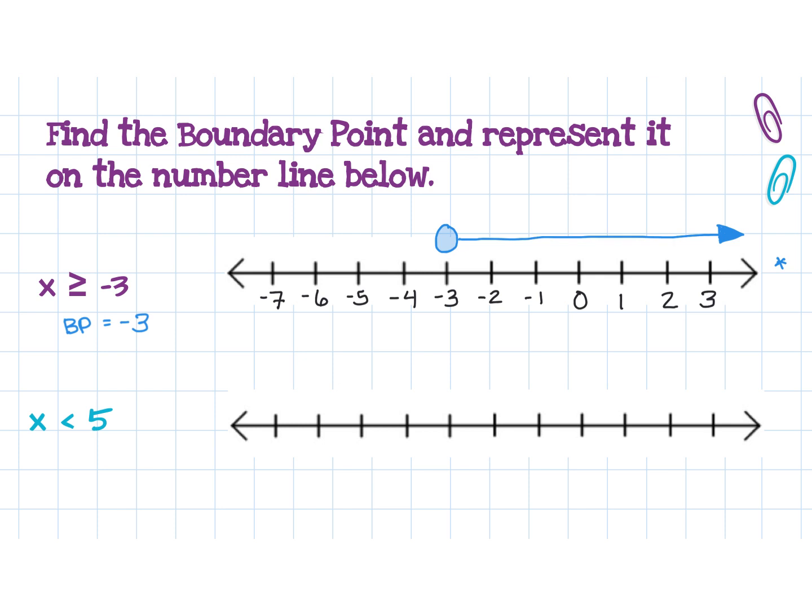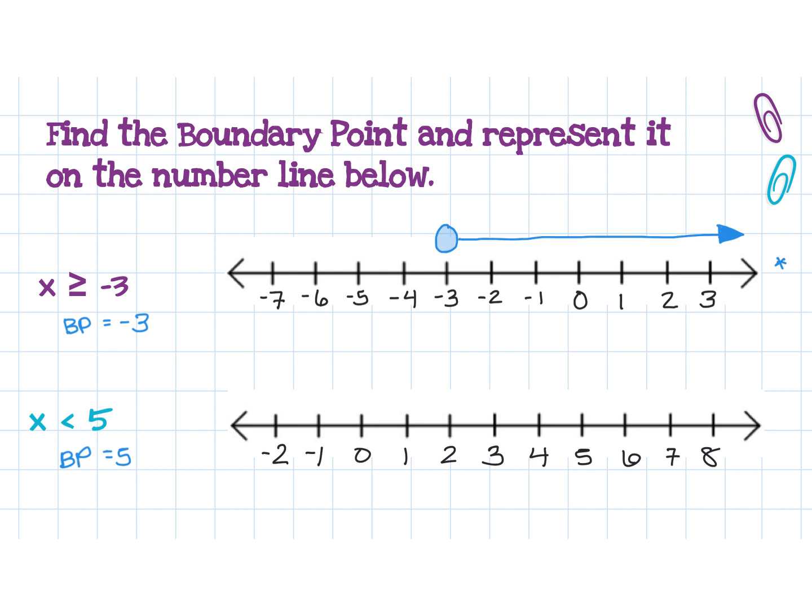Let's go ahead and work on our second one. Again, we want to name what that boundary point is. Our boundary point here is at 5. So let's start to set up our number line. I think I'll put my 5 right here, and then 6, 7, and 8. Then I'm just going to go backwards and see where it ends up: 1, then 0, -1, and -2. All right, so that worked out pretty well.